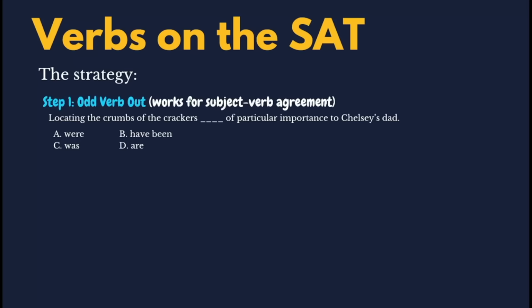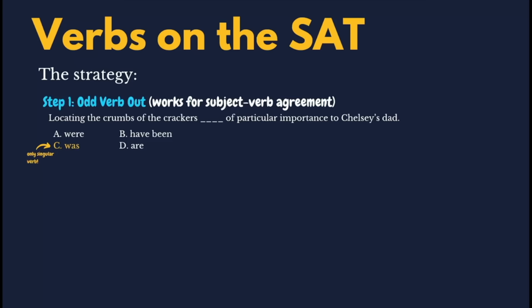So by using they and then either he, she, or it, that process is really simple. And the great news is if you find an odd verb out, that odd verb out is your answer. You're done, right? And that's how easy it's going to be for subject-verb agreement questions.